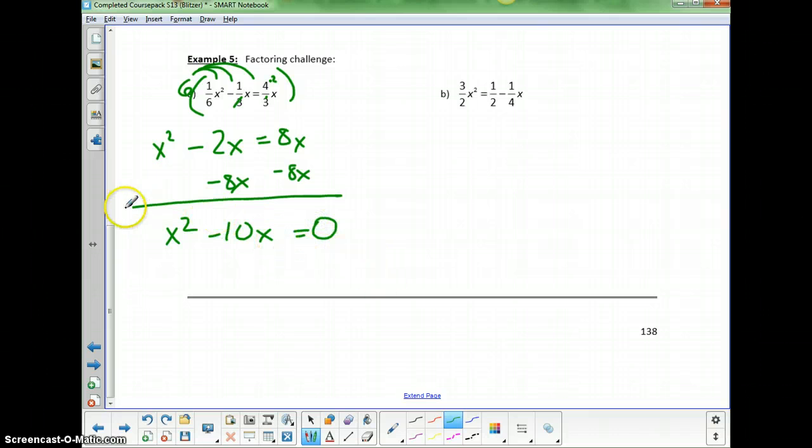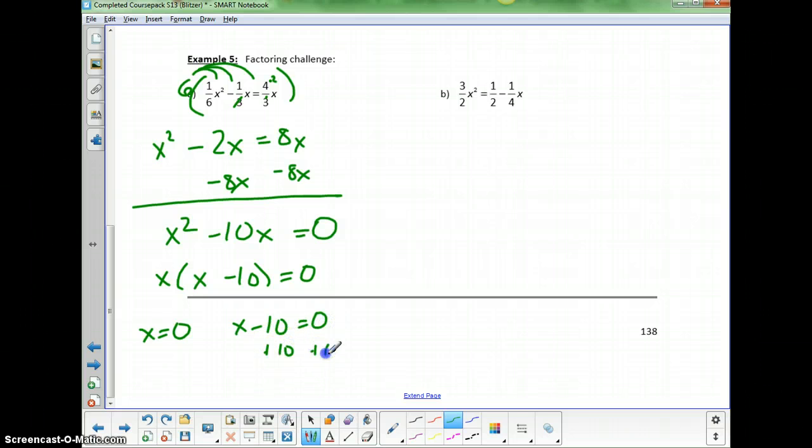Now we want to factor this. There are two terms. It's not a difference of squares, but there is something in common, so we can take an x out. That leaves us with x times x minus 10 equals 0, and set each part equal to 0. The first part would be x equals 0. The second part would be x minus 10 equals 0. So if we add 10 to both sides, we get that our two answers are x equals 0 and x equals 10.